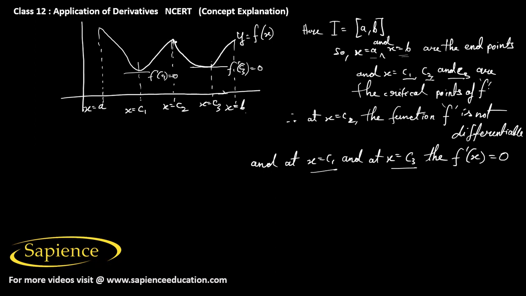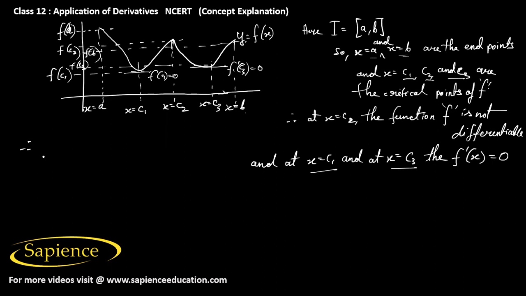So at all these points, we need to find the value of the function. Here we have the value of the function f of a, and at this point we have f of c1, and at this point we have f of c2, and at this point we have f of c3, and this point is, suppose, f of b.